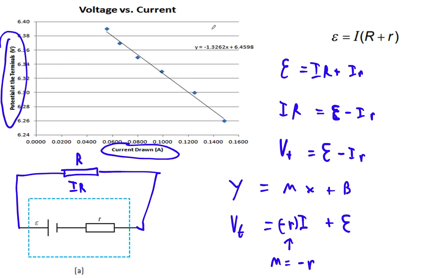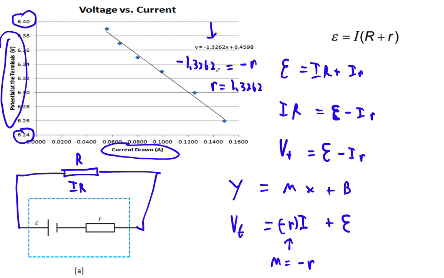And the y-intercept is going to be the EMF. Here you can see the equation and the graph, and notice that we've exaggerated the y-axis. This only goes from 6.4 to 6.24, so it's sort of like a journalistic graph. We're emphasizing what's happening in the y direction. When I put an equation through it, I get that the slope is negative 1.3262, which is negative R. So therefore my internal resistance is 1.3262 ohms.